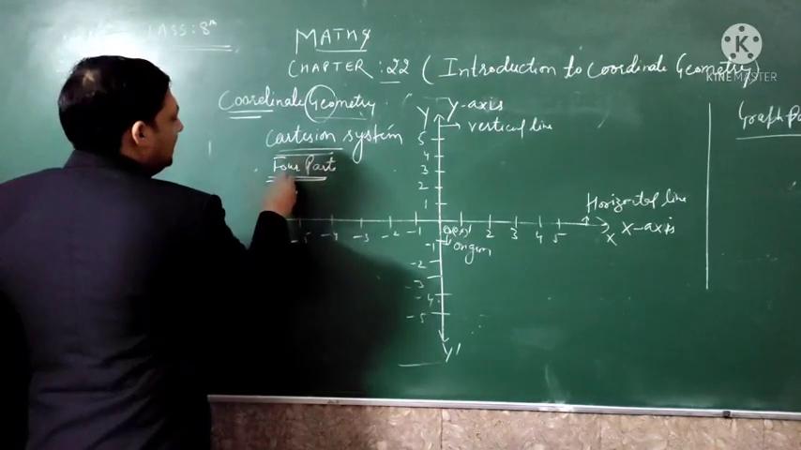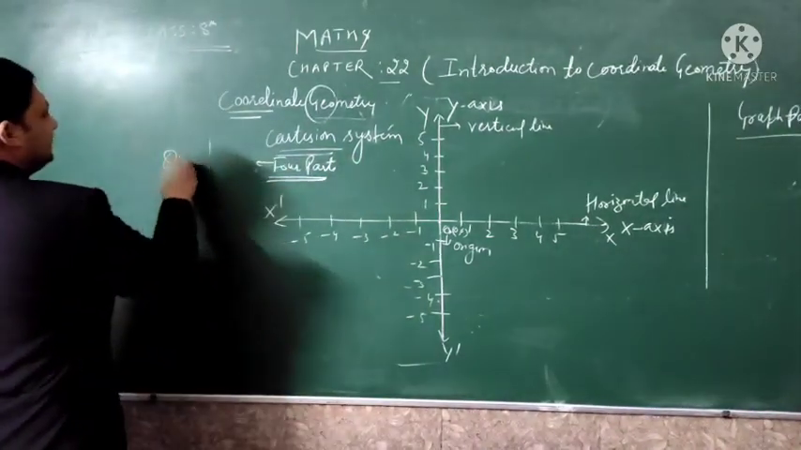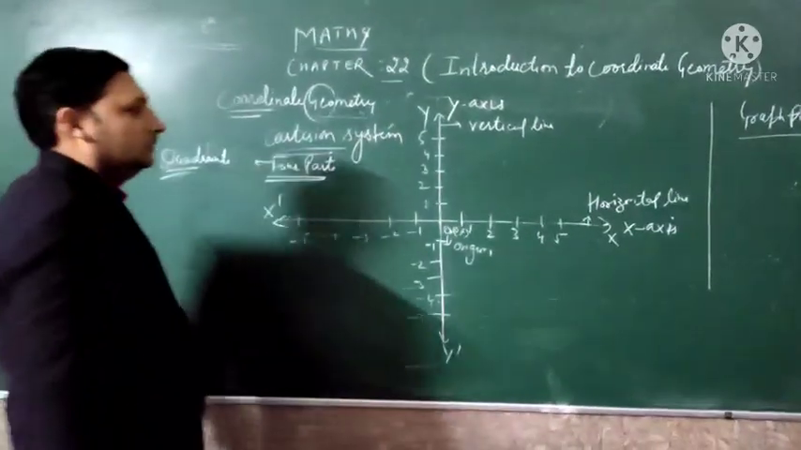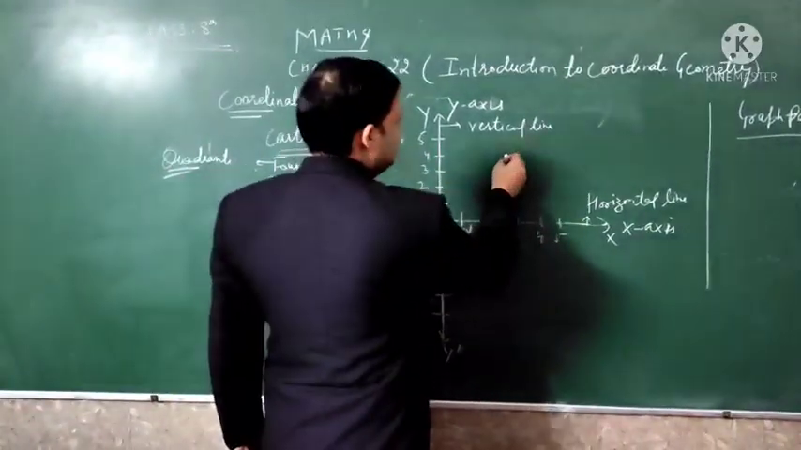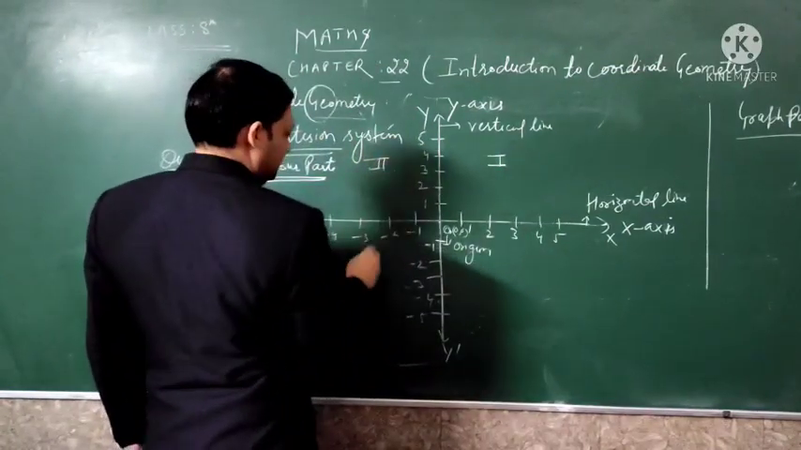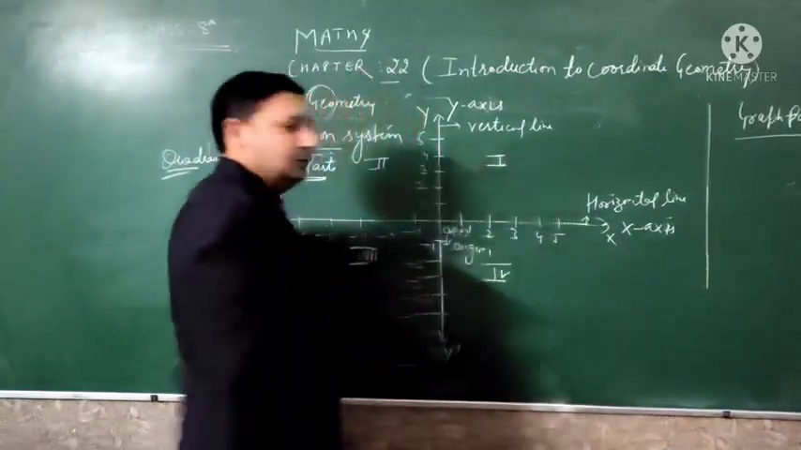And name of four parts is called what? This is called quadrants. So according to anti-clockwise direction, it will be first quadrant, it is second quadrant, it is the third quadrant, and it is the fourth quadrant.